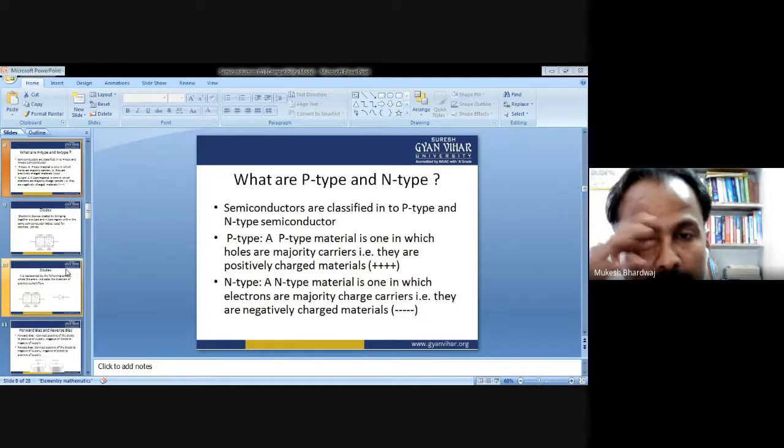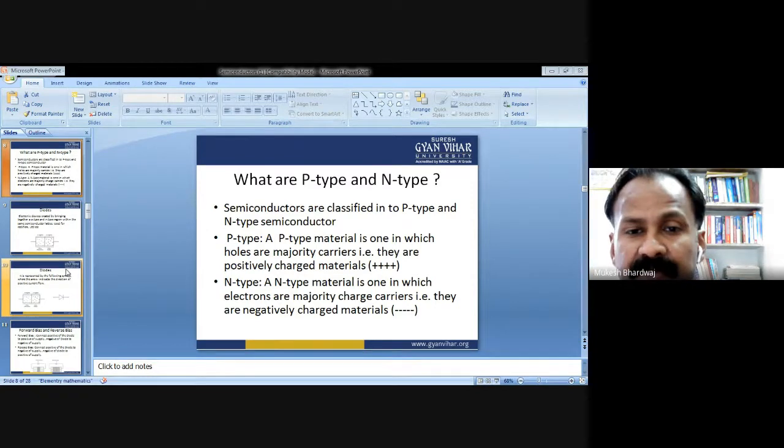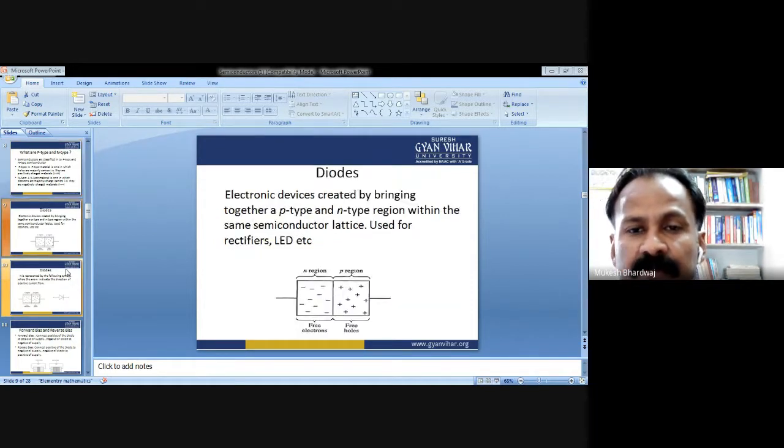What are P-type and N-type semiconductors? Semiconductors are classified into P-type and N-type semiconductors. A P-type material is one in which holes are the majority carriers, that is, they are positively charged materials. An N-type material is one in which electrons are the majority charge carriers, that is, they are negatively charged materials. Diodes are electronic devices created by bringing together a P-type and N-type region within the same semiconductor lattice, used for rectifiers, LEDs, etc.